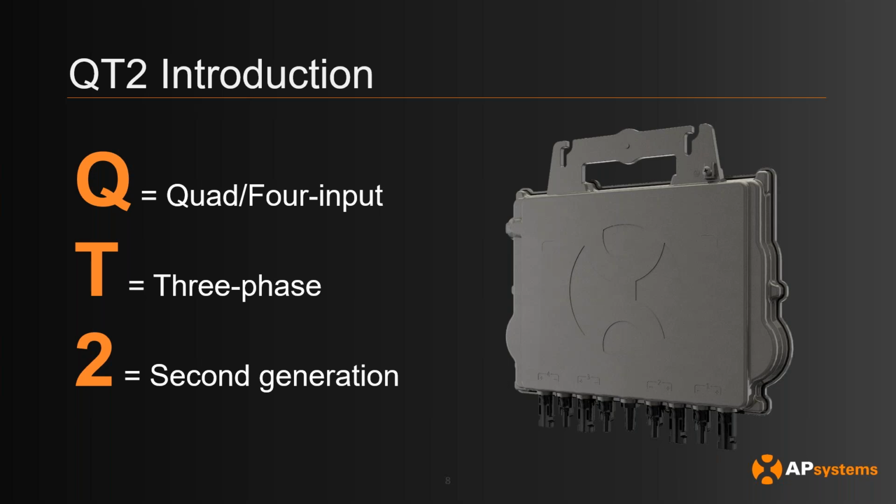2 is referring to our 2nd generation. For those who are familiar with our YC1000s, that's our first generation. I guess back then we didn't call it QT1, but if we were to go back in time, we would call that a QT1. But then in this case here, we have the QT2, which is our 2nd generation.